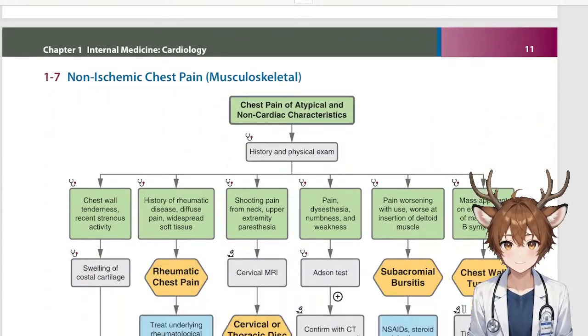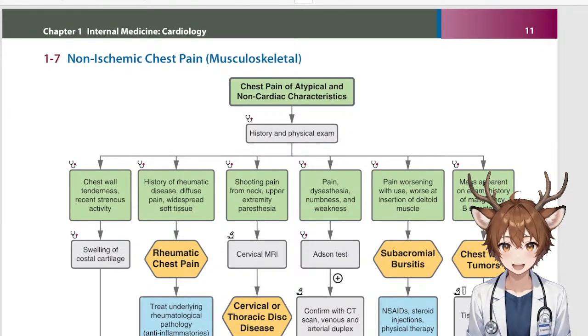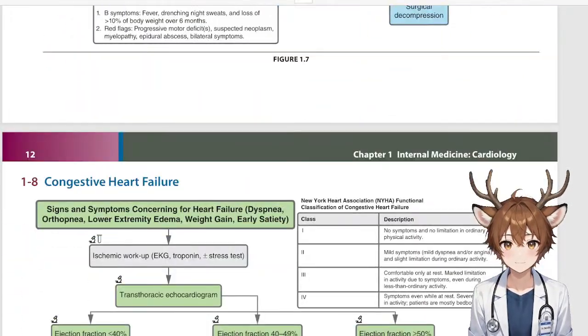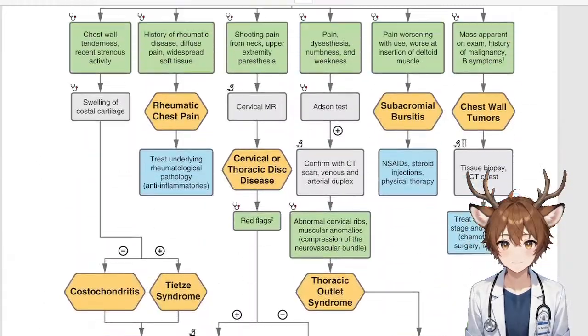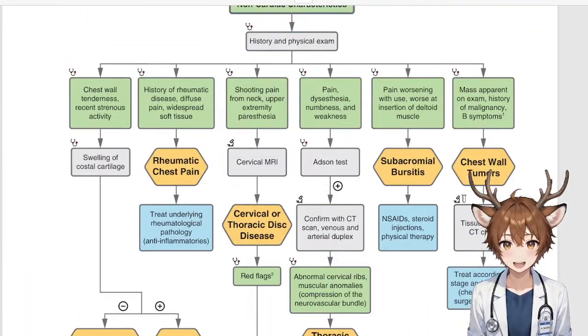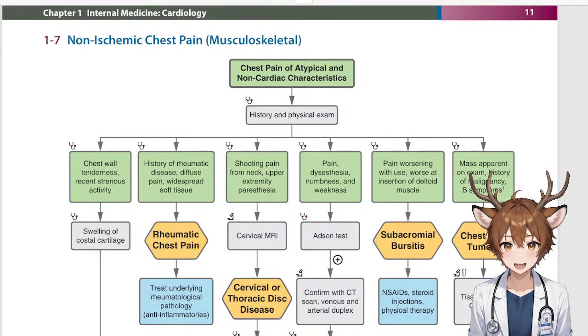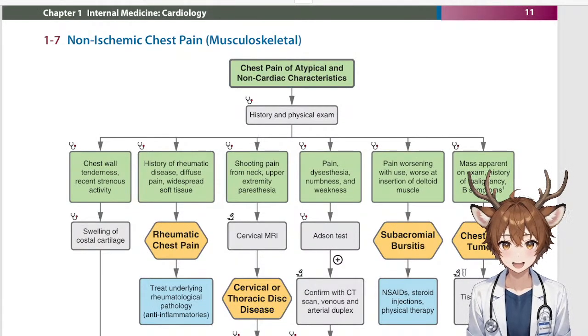Anyway, so we're on page 11 right now for non-ischemic chest pain, musculoskeletal. You know what? Next one's on congestive heart failure, so I just might wrap this up just because it'd be more reasonable. It's more in tune with everything else that's going on around it, just for the sake of completion.